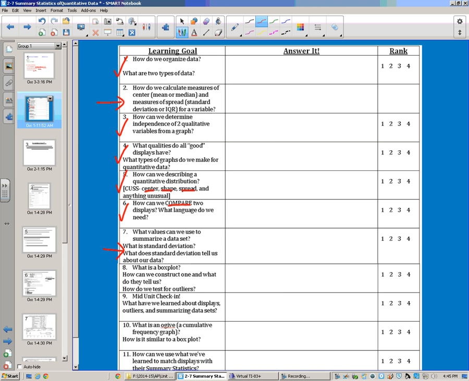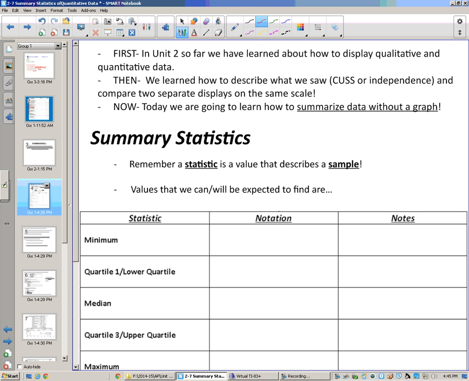We have also looked at box plots at this point. So in your notes in front of you, it sort of reviews what we've done. So far, we've learned about how to display qualitative data in bar graphs. Quantitative data, remember, the two most important are stem and leaf and box plots. Then we learned how to describe what we saw, CUSS. Okay, so describing the center, anything unusual, shape, and spread. And when we looked at qualitative data, that's when we looked at whether things were independent or not. Today we're going to look at how to summarize.